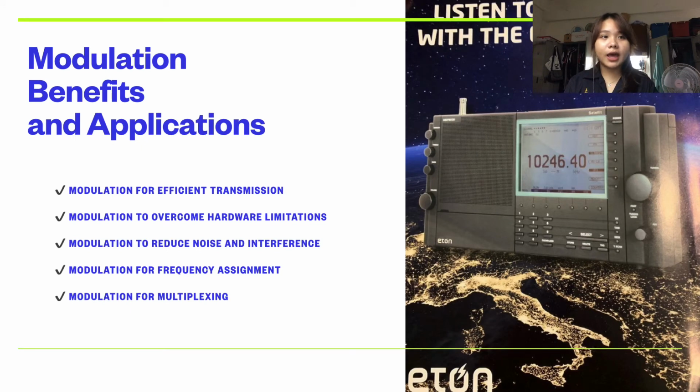Modulation benefits and applications. The primary purpose of modulation in a communication system is to generate a modulated signal suited to the characteristics of the transmission channel. Actually, there are several practical benefits and applications of modulation, briefly discussed on the next page.